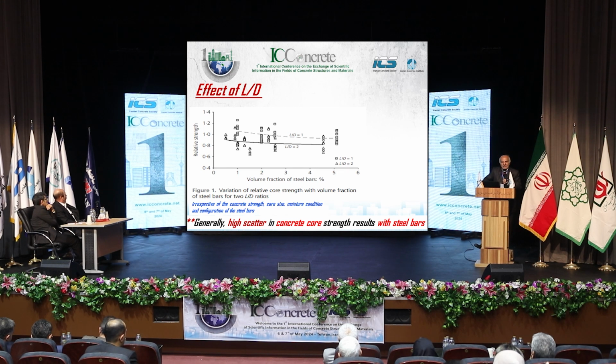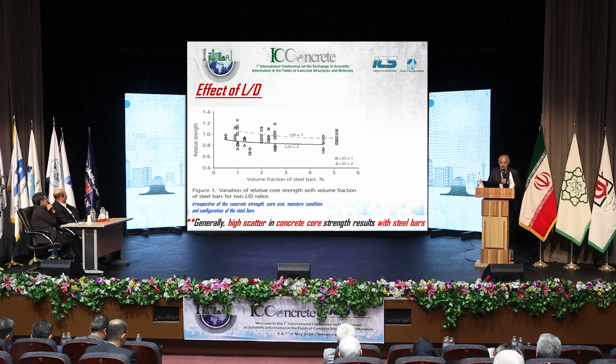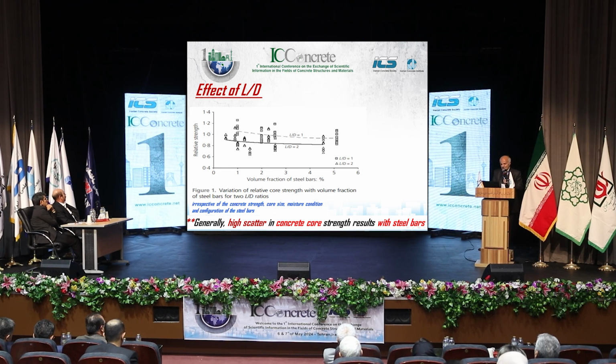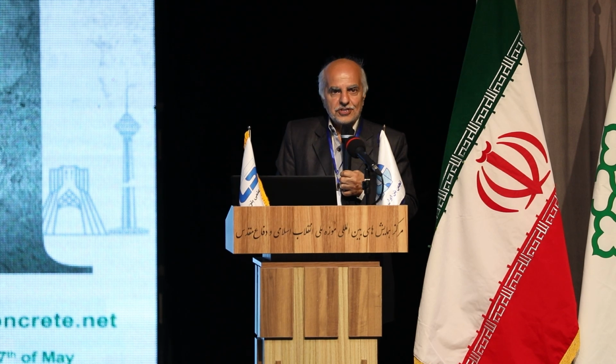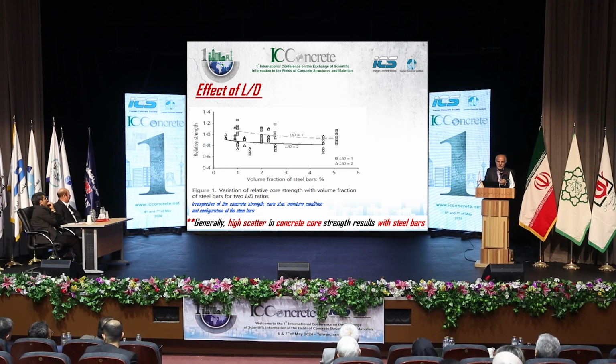First, let's look at the effect of core size, L/D ratio. Here, the figure gives you the variation of relative strength with volume fraction of the steel bar, for L/D of 1 and L/D of 2. I should specify that other parameters which have been considered are not shown here as a variation, and this is because of the scatter, as you see. Also, I have to mention, which is important, in this test and other tests, we found higher scatter in the concrete core strength when considering cores with a steel bar.